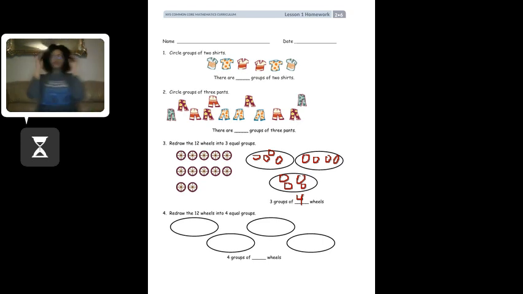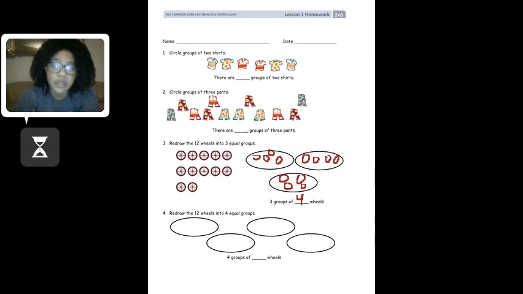Okay, now that we got that done, let's look at number 4. Number 4 says, redraw the 12 wheels into 4 equal groups. So at the top, we had 3 equal groups that had 4 in each one, but now I'm going to take those, use a different color for my wheels, and take them from those cars that we did earlier and put it on number 4. So let's regroup them. Redraw the 12 wheels into 4 equal groups.